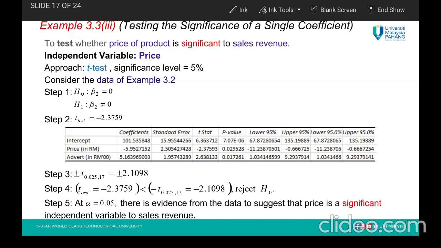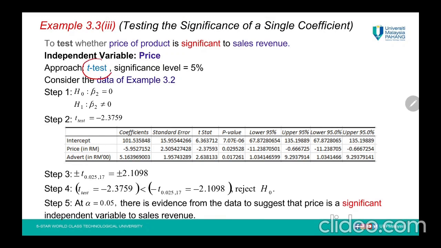Now let's look at example 3.3.3. In this example, we want to test whether price of product is significant to sales revenue using t-test approach at alpha 0.05. In this case, the independent variable that we want to test is price or x2, where the corresponding parameter for x2 is beta 2.